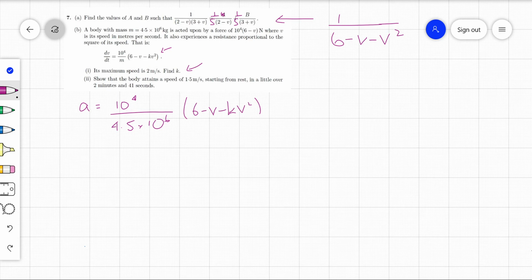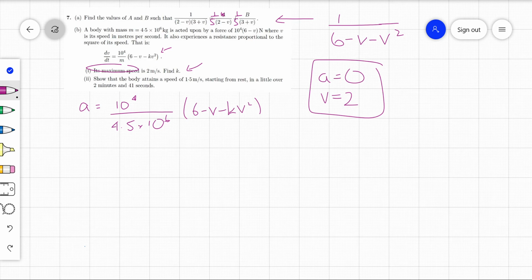Let's find out. So maximum speed. What happens to get maximum speed? When we've got the maximum speed possible, there's no longer any acceleration pushing it. So we're going to say the acceleration is 0 at that point. So let's make acceleration 0 and have a look. So it tells us the maximum speed is 2. So when a equals 0, we're going to have v equals 2.